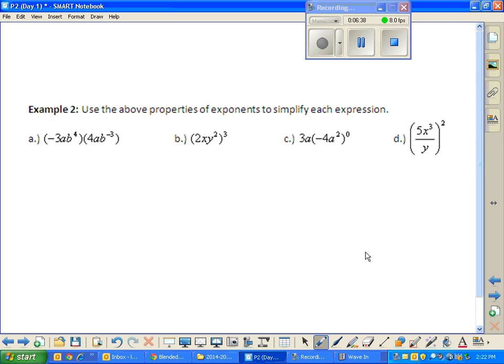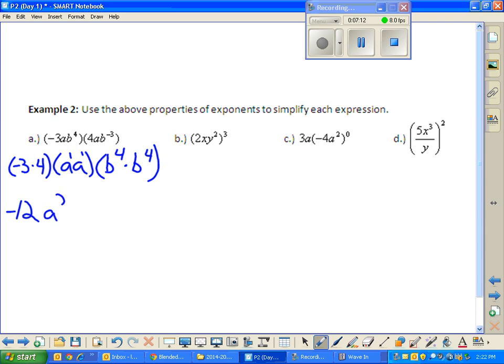The first thing I see in part A is the ability to use the associative property. I can group those like things together. So for instance, I can rearrange this problem to be negative 3 times 4. And then I could also do the A's, put those together, and then the B's, I could put those together. Now what's nice about doing the problem this way is that I know when I multiply like bases, I could just add the exponents together. Negative 3 times 4 is just negative 12. And then I have A squared. And then B to the 4th times B to the 4th. 4 plus 4 is just 8. So I get B to the 8th there.